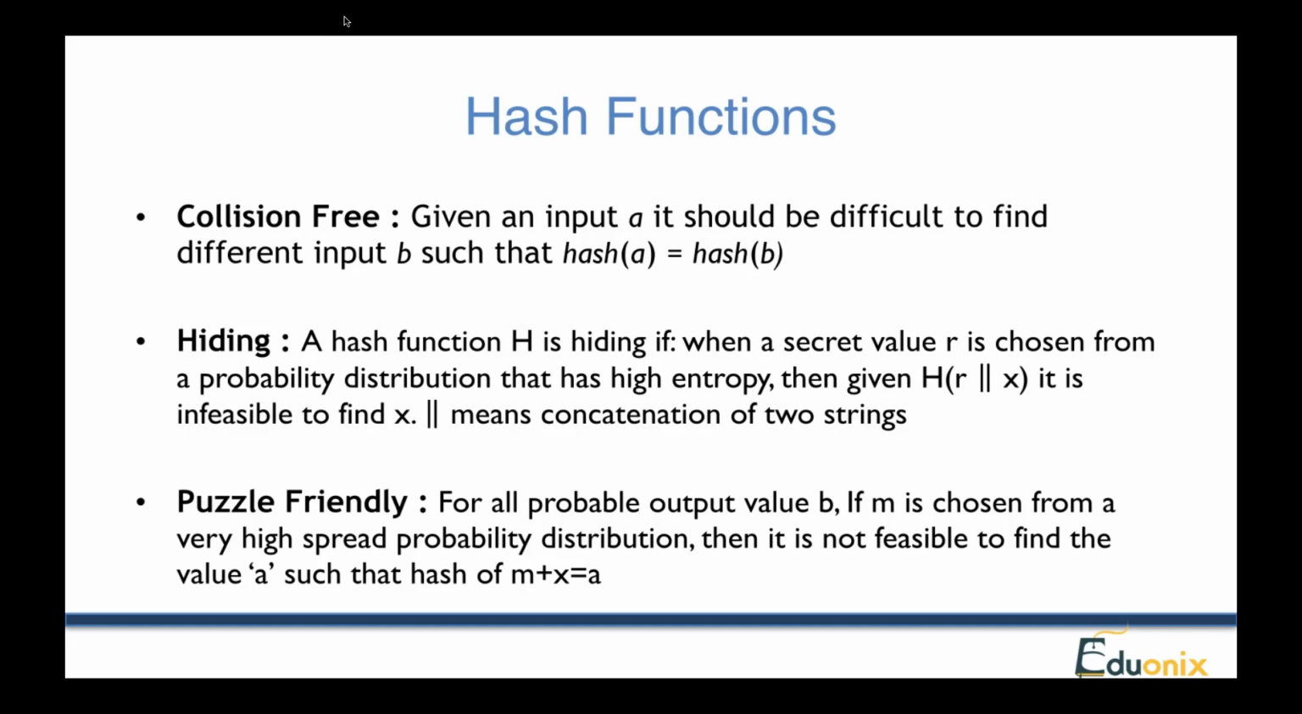In the previous video we studied what a hash function is as well as its first property. The first property we saw was collision free. Now the second property is called hiding. Let's see what hiding is.